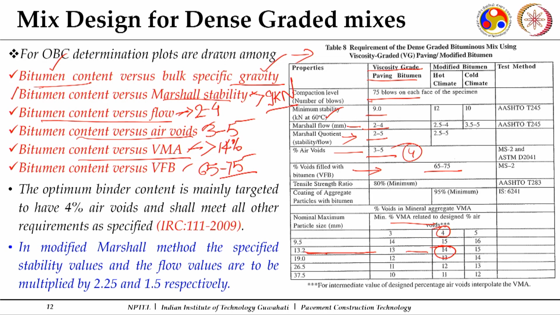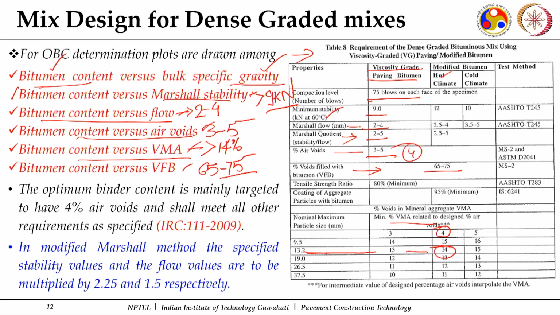So, I need to pick a binder content which meets all these requirements stated for a particular mix. For modified bitumen, certain requirements are also given, which are slightly different from what we have for viscosity grade binder.